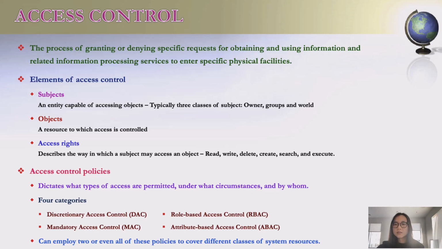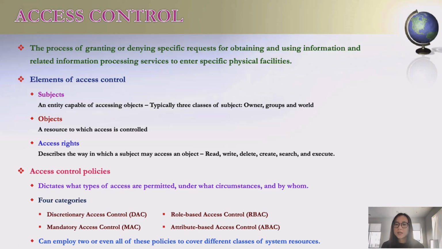An object is a resource to which access is controlled. In general, an object is an entity used to contain or to receive information. Finally, an access right describes the way in which a subject may access an object, such as read, write, delete, create, search, and execute.